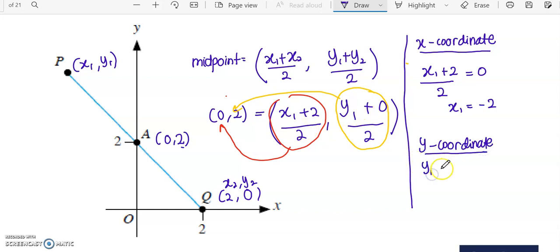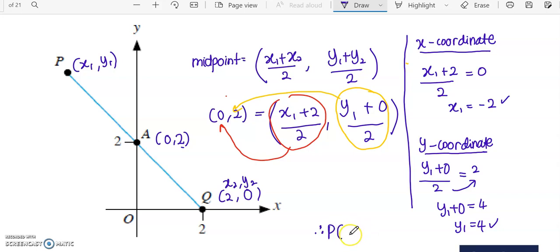Take that formula: y1 plus 0, divided by 2, equal to 2. We rearrange, making y1 the subject: y1 plus 0 equal to 4. So y1 is equal to 4. So we have the point x1, y1. Therefore, put it back into the coordinate brackets. Point P is (-2, 4). So that is how we calculate the midpoint.